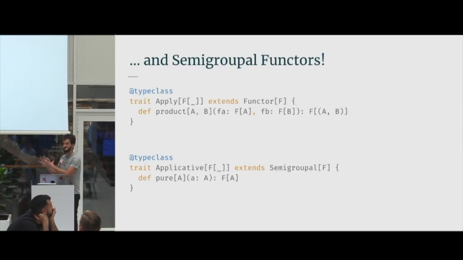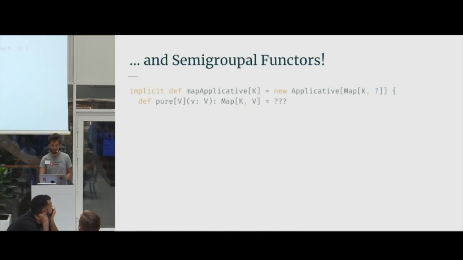But sometimes we can't define an applicative. We can only define an apply. And if we want to traverse over that, we can only do it if we have a non-empty structure, right? One example of a type that doesn't have an applicative instance but has an apply instance is the very standard map, right?